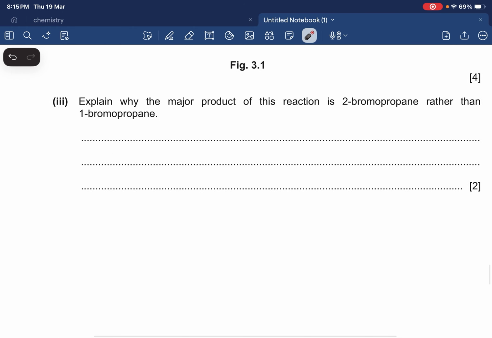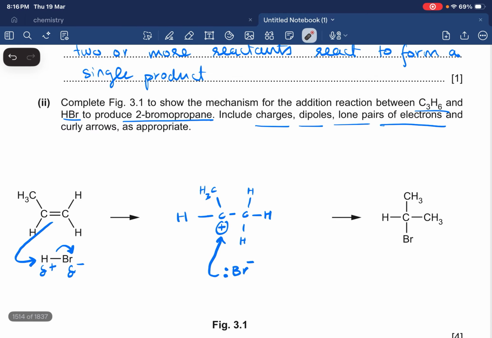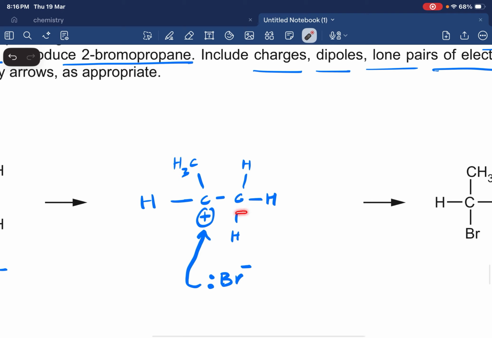Explain why the major product of this reaction is 2-bromopropane rather than 1-bromopropane. So you have to tell that the intermediate that's formed for 2-bromopropane is more stable than that formed for 1-bromopropane because of the positive inductive effect of more alkyl groups. Because there are two alkyl groups on this carbon, this CH3 and this CH3, there's going to be a greater electron donating effect because the alkyl groups have a positive inductive effect. But if you form a carbocation here, you only have one alkyl group, so there's a less positive inductive effect.